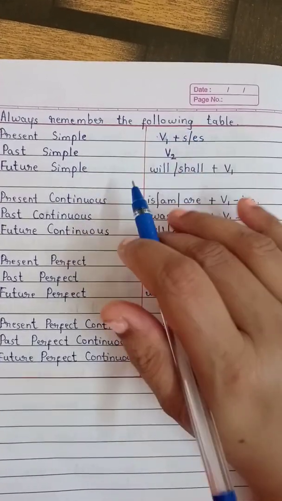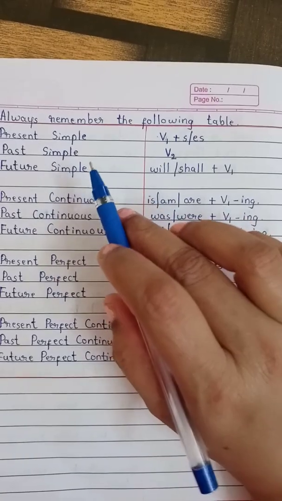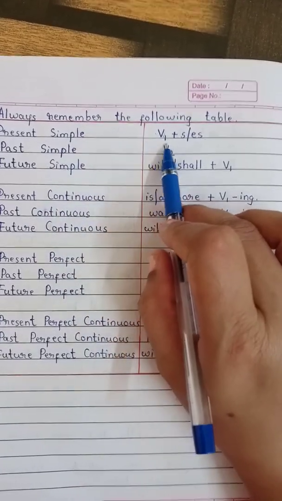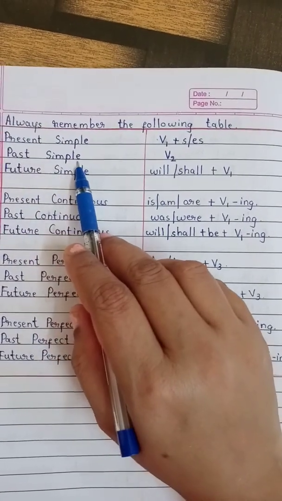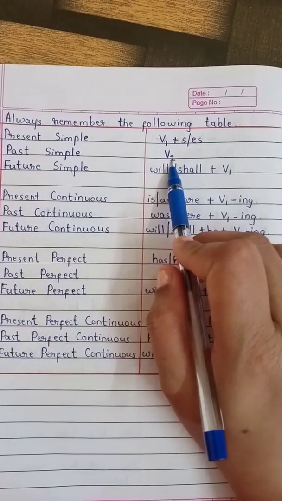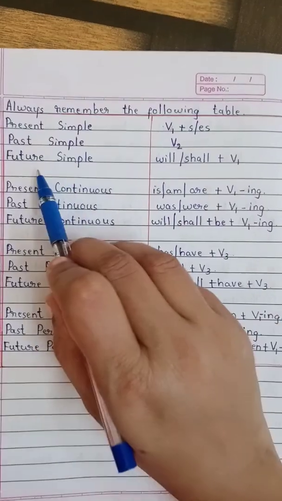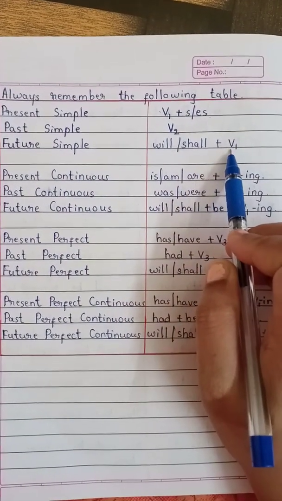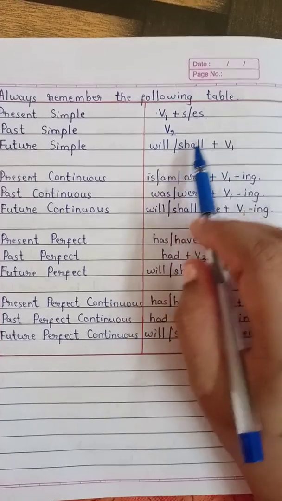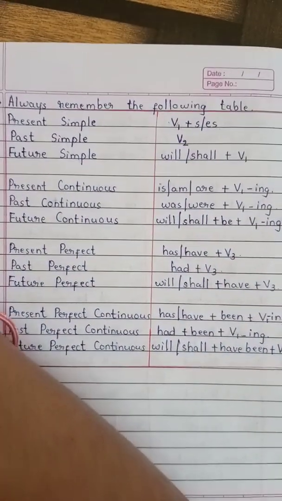That you will come to know when I clearly give examples and explain to you all. Okay children, in past simple the verb form will be V2. In future simple, will or shall plus V1. Okay children, will or shall plus V1.